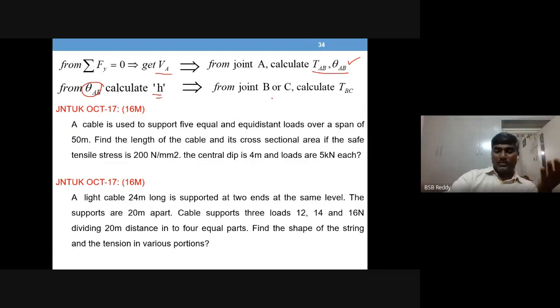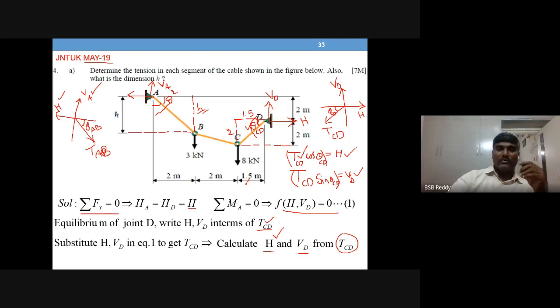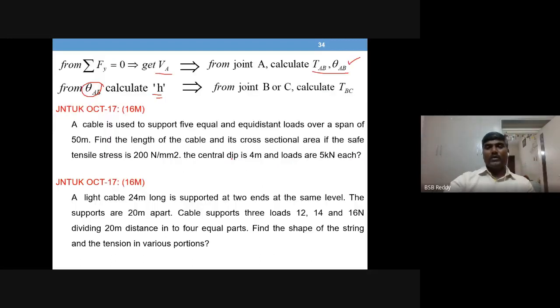And for the other segment, now you got TAB already, TCD solved. So only BC you want. So either by taking joint B or by taking joint C, you can get the TBC value. So this is how it is to be proceeded, right? This is how we have to proceed for the solution.